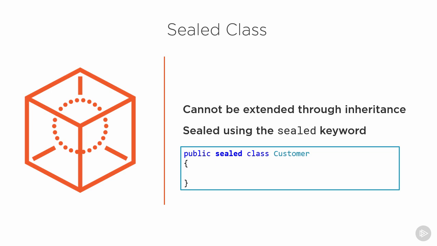Since we are building a base class, we want it to be extended and not sealed. But if we don't want any other code to extend our entity classes, such as our customer or product classes, we could seal them. Now let's build our base class.